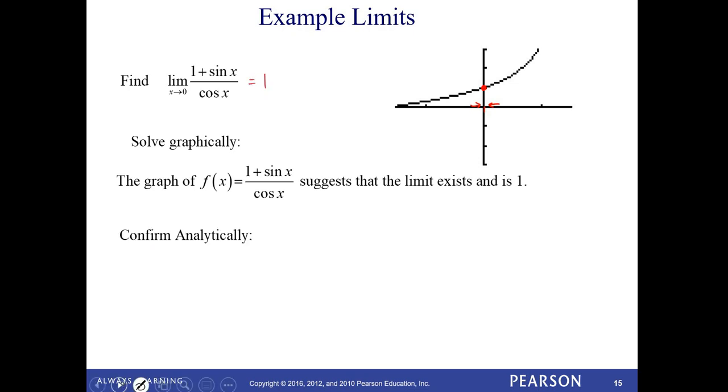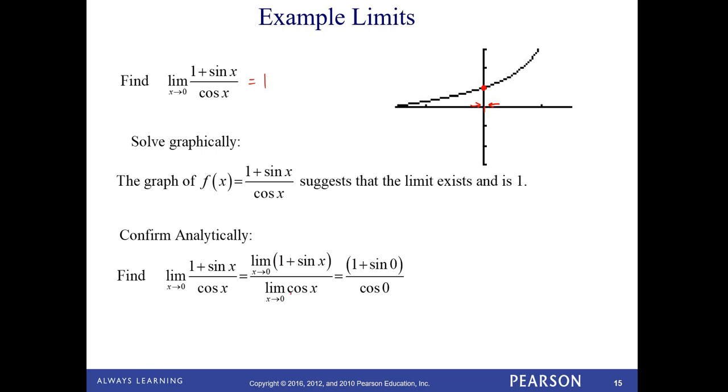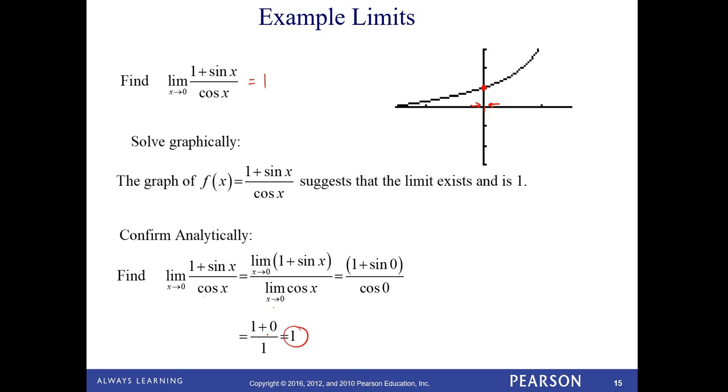Let's do it algebraically. So doing my quotient of my limits, and then plugging in 0, 1 plus sine 0 is 1 plus 0, and cos 0 is 1, and we do in fact get 1 again for our answer. So looking at a graph, we can see a limit. Analytically, by plugging in the number, we can find a limit. Now remember, this only works if we can plug the number in and we can get a real value.